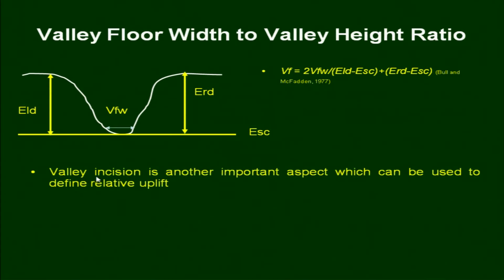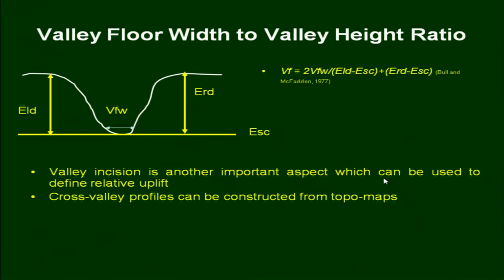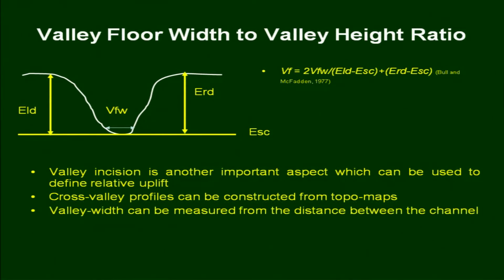Valley incision is another important aspect which can be used to define the relative uplift. Relative uplift will result in a change in the channel profile, basically a change in the gradient or channel floor elevation. A change in the gradient will definitely affect the incision, and it will result in the formation of different landforms also. So the cross valley profile can be constructed from topo maps or high resolution satellite data.